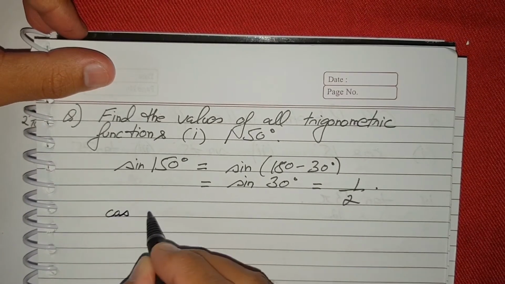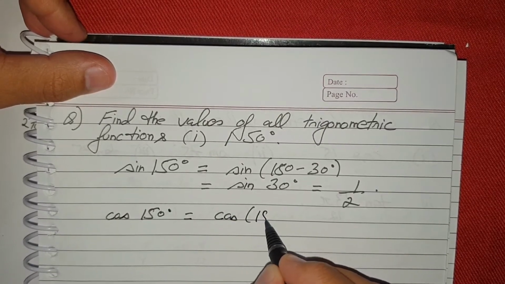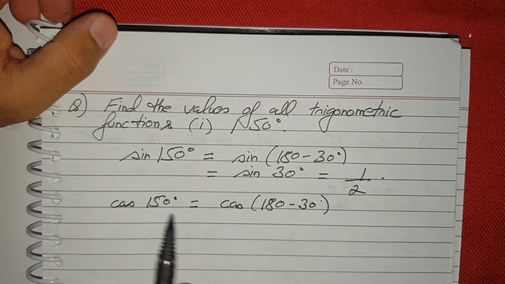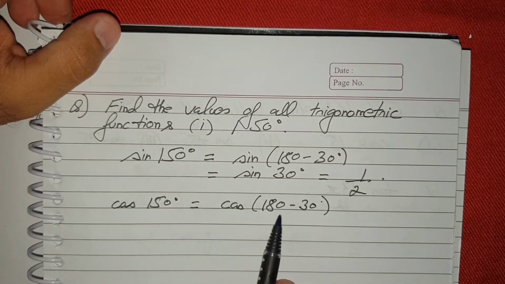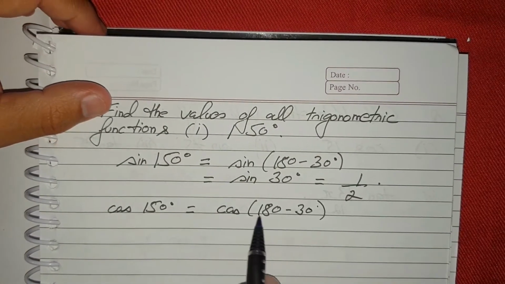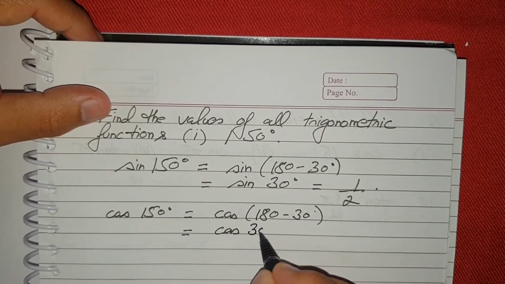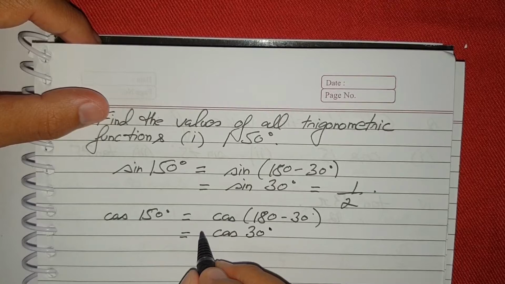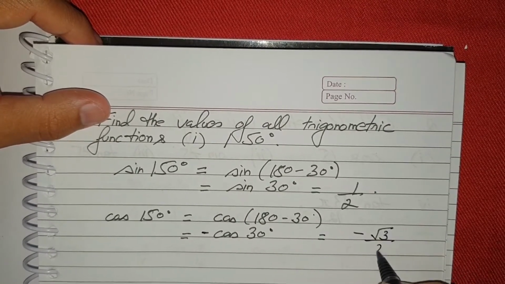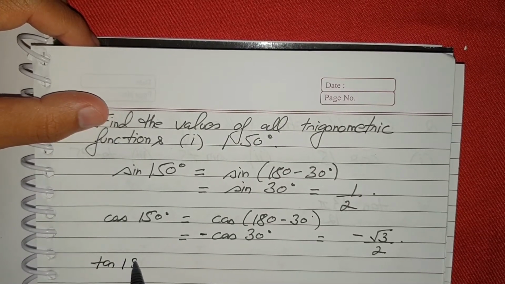We have to find cos 150 degree, that is equal to cos 180 minus 30 degree. Now you should know this. 150 can be written as 180 minus 30, which is in second quadrant, but in second quadrant cos is negative, and this is 180, so it will remain cos. So this equals cos 30 degree, but that is negative, minus cos 30 degree, which is minus root 3 by 2. Okay. Tan 150 degree.